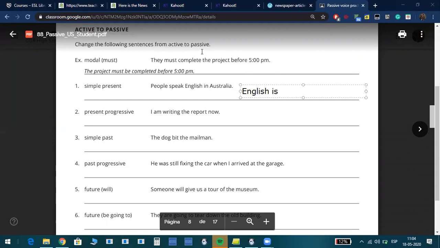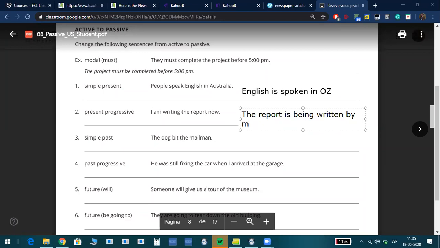Next one. I'm writing a report now. So let's have a look at the passive here. The object. The report. Present continuous. Is being written. It's been written, yes. Written. And that's it. You don't have to add anything else. If you put by me, it's optional. It's not relevant. The report is being written. That is what's important.